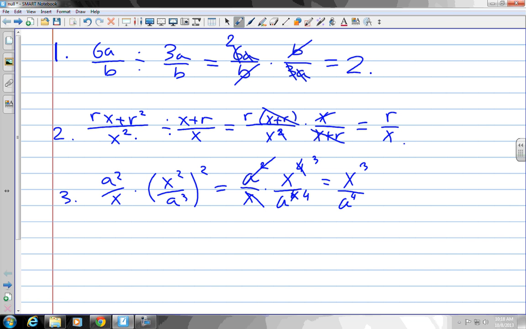Well, you subtract exponents. Because really what it means, a squared is a times a over x, and x to the fourth is 4 x's over 6 a's. So you can cancel one at a time, and you'll get x cubed and a to the fourth, right? Of course, that's an overkill. That's why we have rules of exponents.